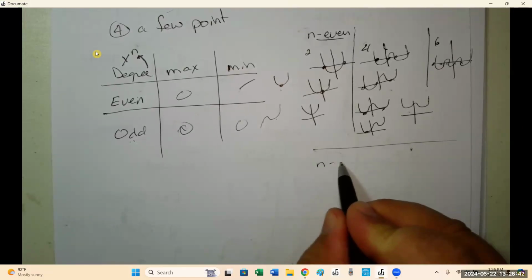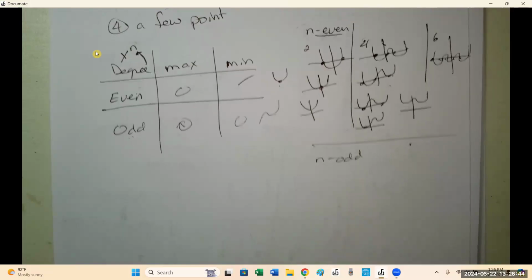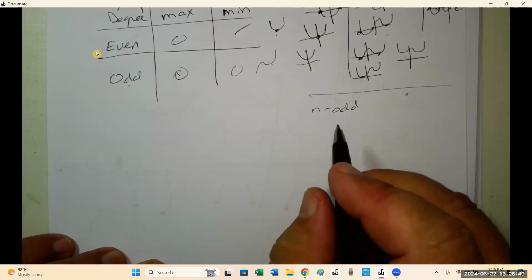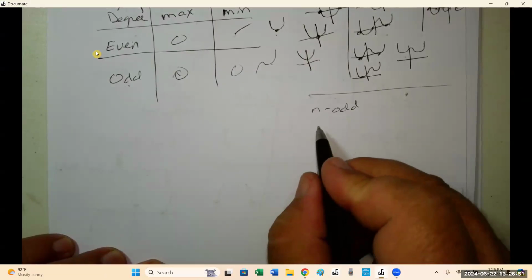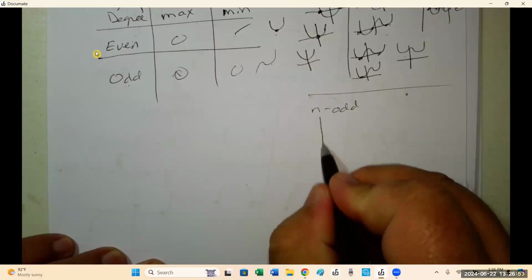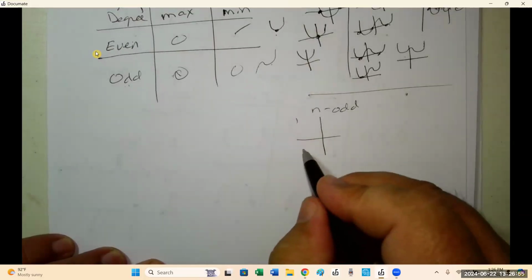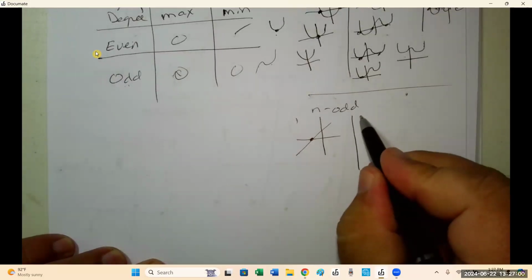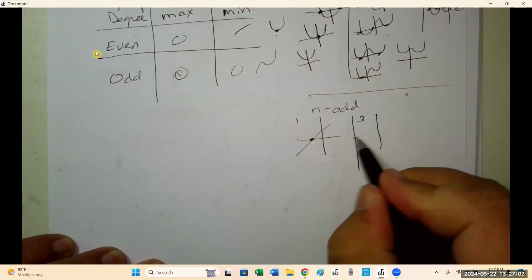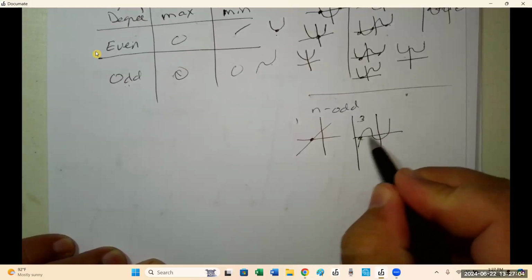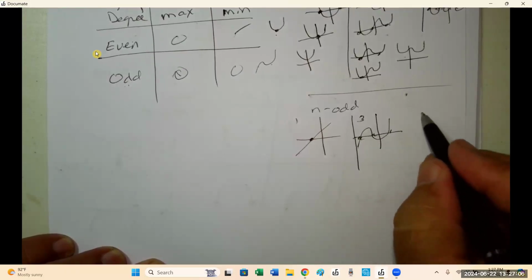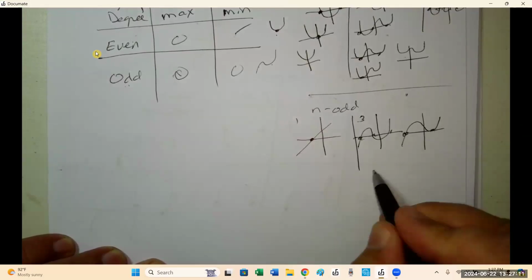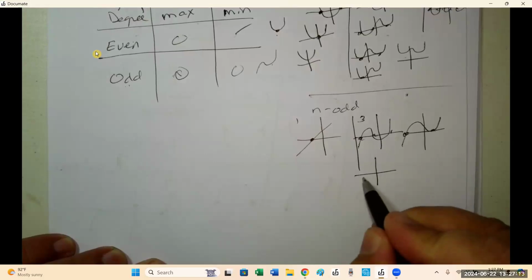If n is odd, let's say n is 1, then we have a linear equation. We have 1 solution. If n is 3, we can have 3 solutions. We can have 2 solutions. We can have 1 solution.